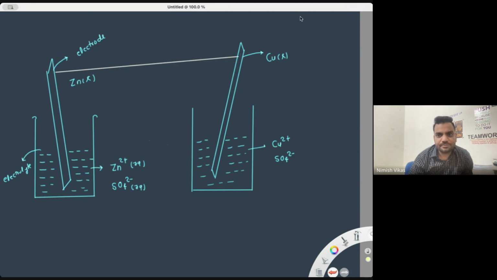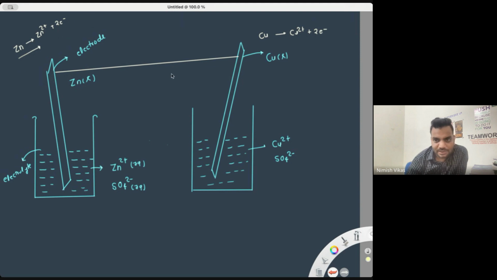zinc wants to lose electrons, zinc wants to convert to zinc ion. It's a metal, it has a tendency to lose electrons. Copper also wants to lose electrons. But if you look at the reactivity series, zinc has a higher tendency to lose electrons than copper. So between zinc and copper, the more reactive metal is zinc. So effectively, zinc will be losing electrons.